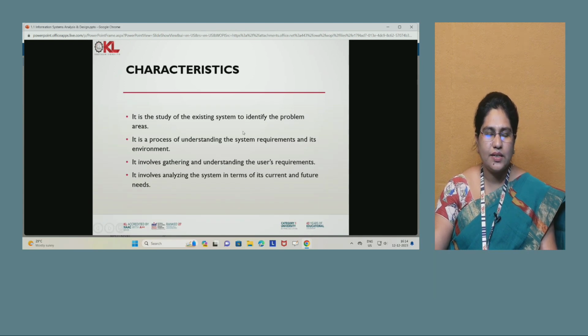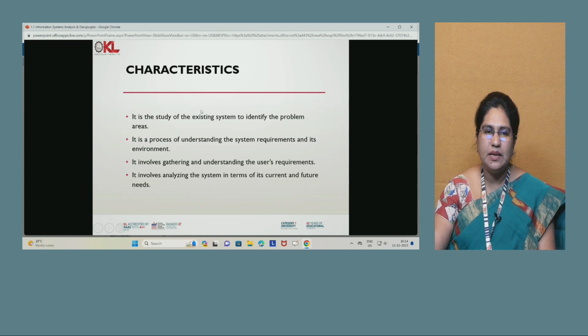So what are the characteristics in system analysis and system design? First, we are going to discuss our first characteristic in this section: it is going to identify the problem area. Once we identify the problem area, only then can we understand the system requirements and its environment. After that we'll understand the user requirements as well.